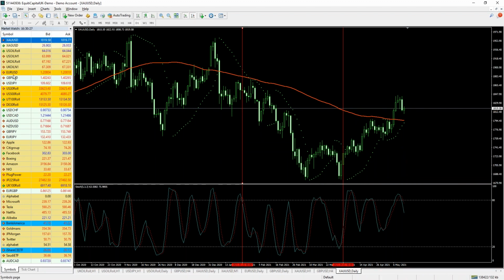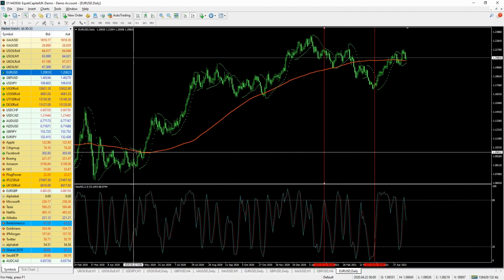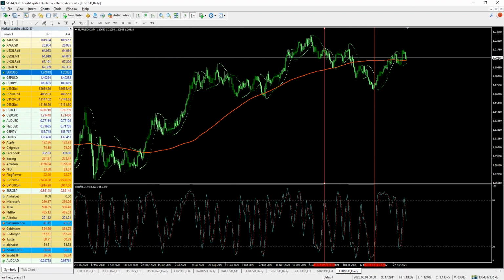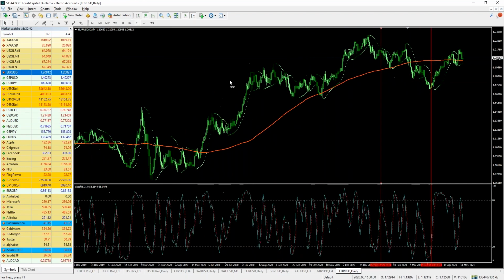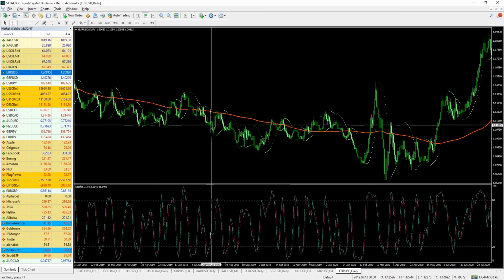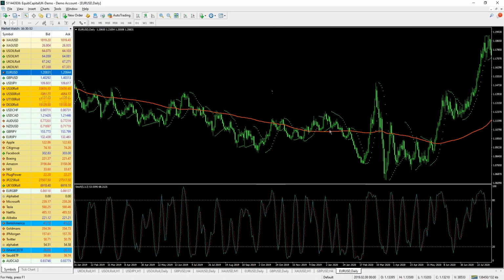Especially for the forex market. Look over here: every time prices are above the moving average, it's upward and upward. Every time it goes below, downward. Similar before, if you go back, similar. So this plays as a caution. The baseline.